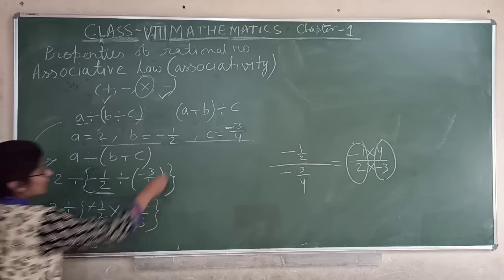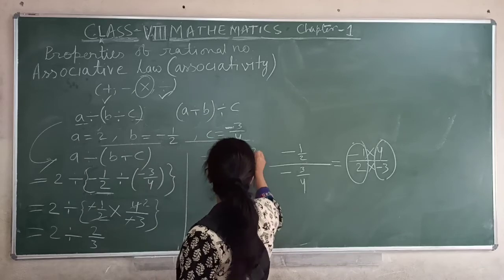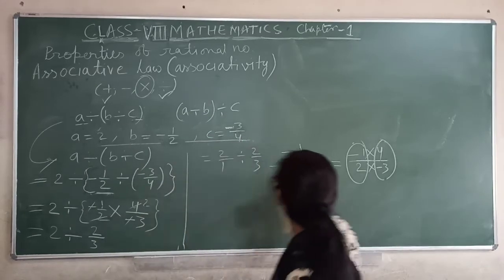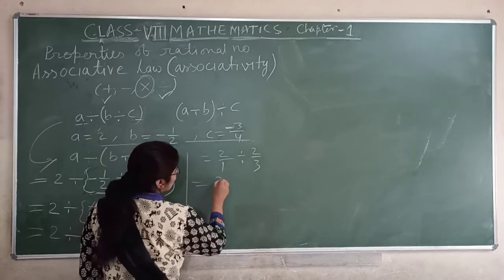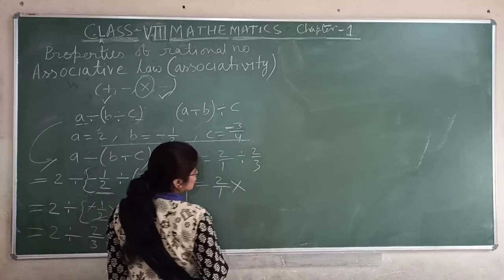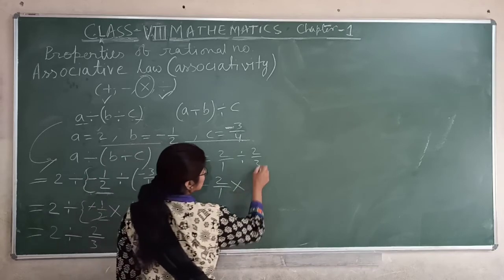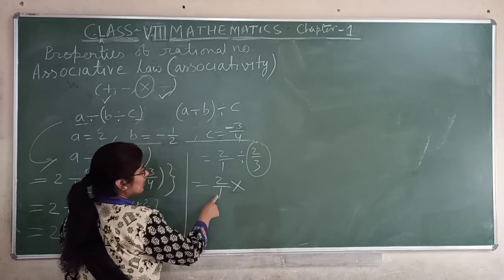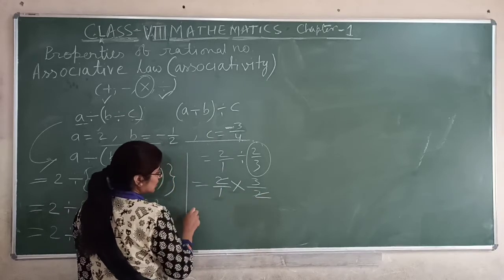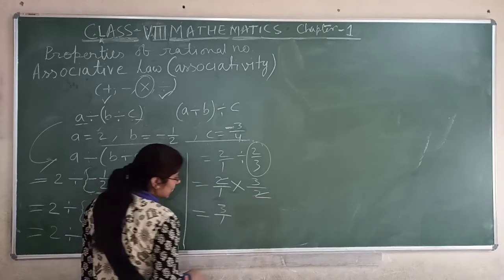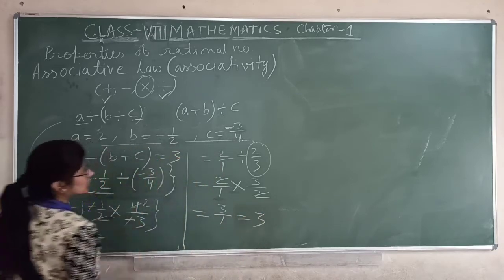Okay. Now we will calculate this one. We can write this as 2 upon 1 divided by 2 upon 3. So again we will do the same. 2 by 1 as it is. Sign changed: in place of divide we will put multiply, and the reciprocal of the second one. The first one we keep as it is, times 3 upon 2. So 2 cancels out. 3 upon 1 you have, so the result equals 3. When we calculate this one, we get 3.